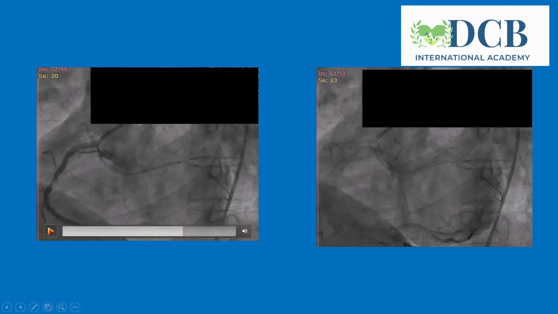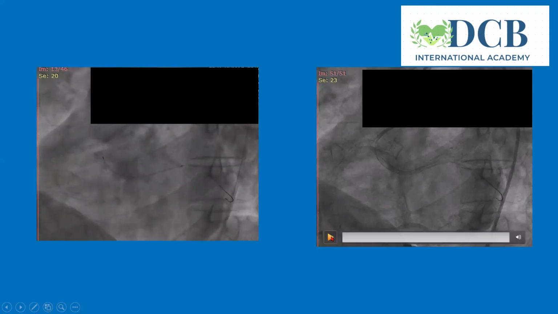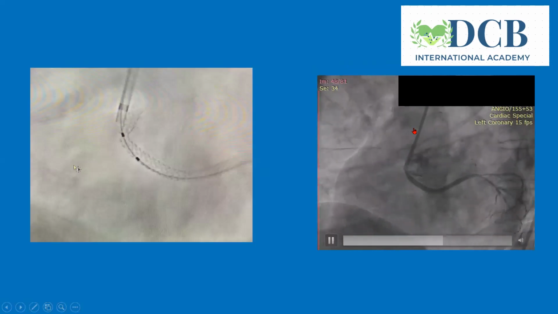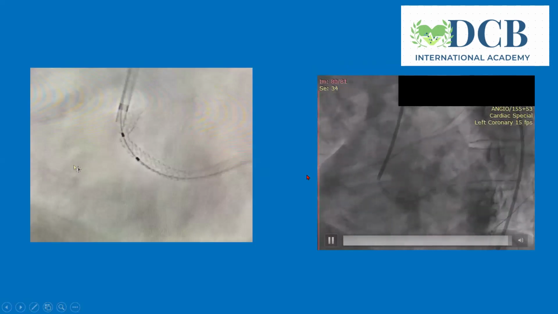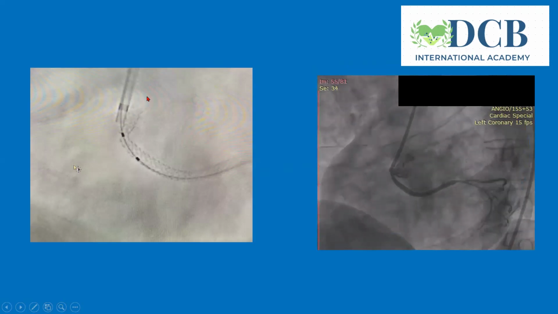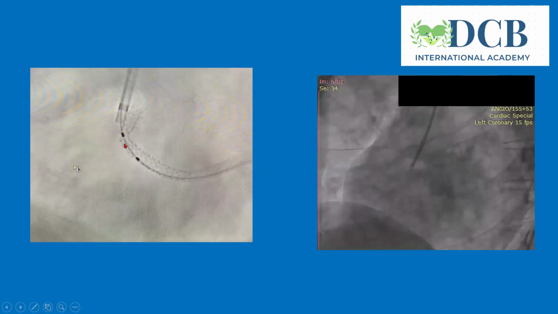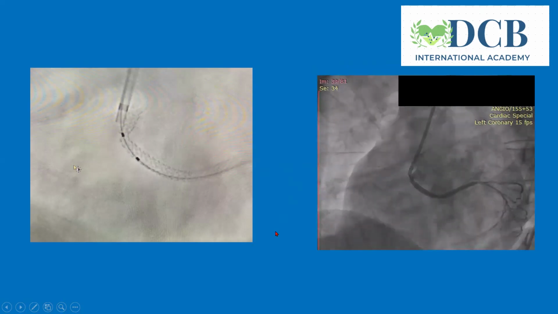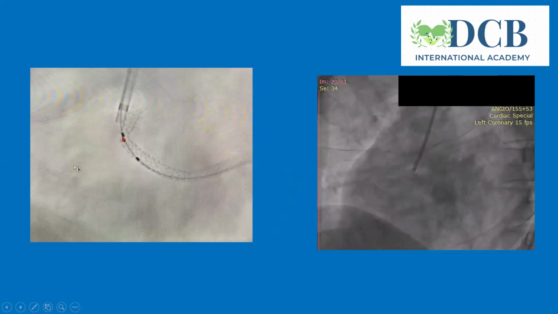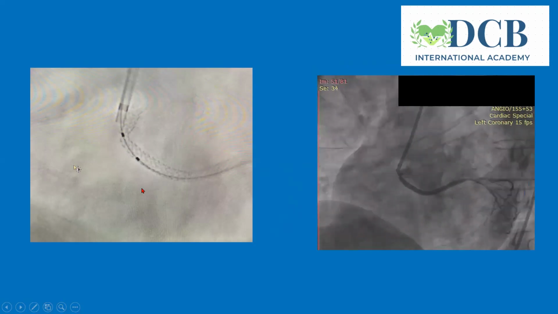So that's the point here. Then we tried many times to get into this, and unfortunately we couldn't get into the proper strut. So we thought whether we should crush this and then put another overlapping stent.